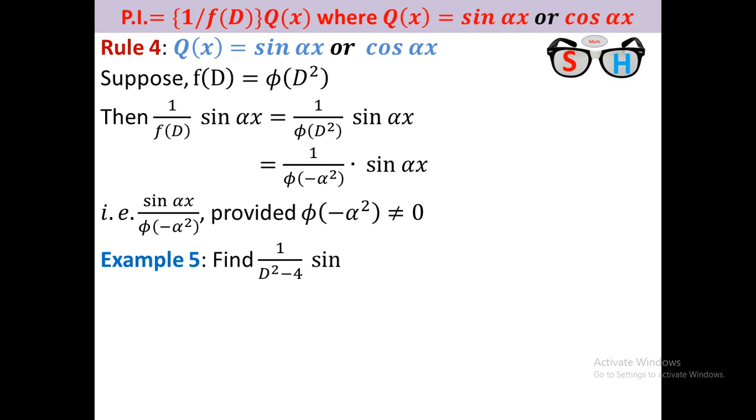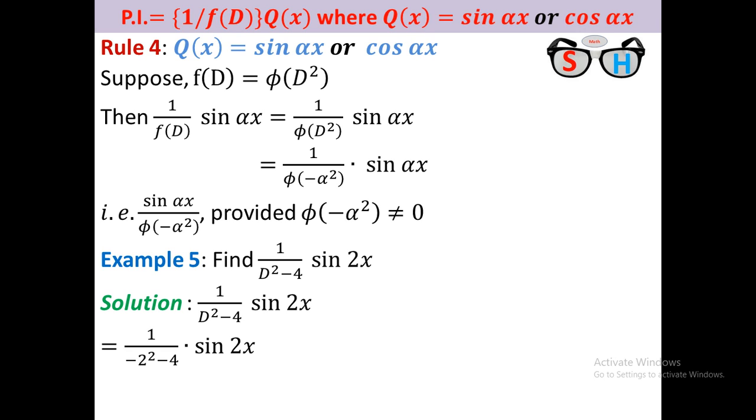Now example 5. This is 1 by d square minus 4 of sin 2x. Therefore the Q of x is here sin x or cos x, and we have to see how we simplify it. The solution: you have to replace d square by minus 2 square. Therefore we write minus 2 square in the place of d square. You see that the denominator is minus 2 square minus 4, which is non-zero, therefore this will be minus 1 by 8 of sin 2x. This is the result. If this is plus 4, then this will be 0, therefore you cannot solve this problem by using that method.